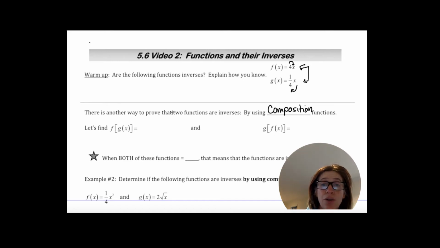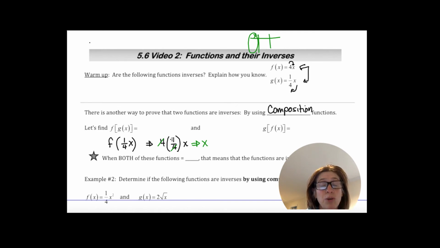All right, so if f of x is 4x and g of x is 1/4 x, I'm going to find f at 1/4 of x. I'm going to plug 1/4 x into f of x. That's going to give me 4 times 1/4 of x, and simplify the 4's, and I'm left with x. So I got myself back to x by doing the composition.